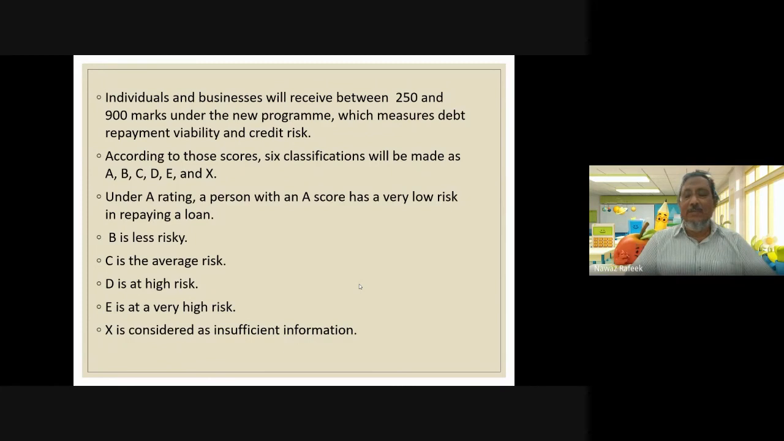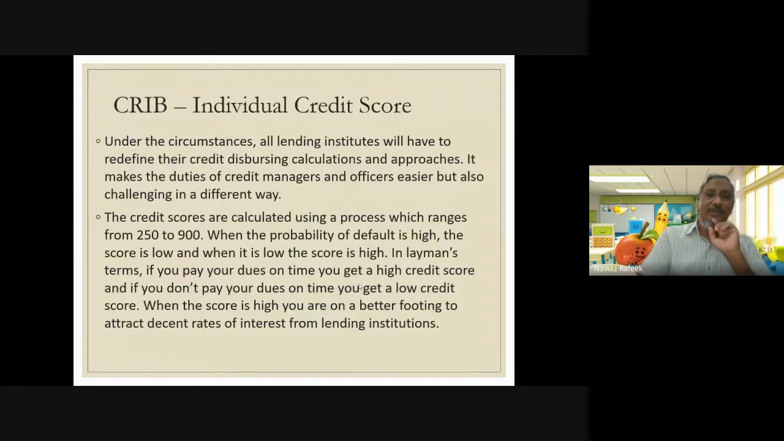Now practically, like a CRIP report for any credit facility, we have to obtain it from the CRIP by giving the NIC number. With the NIC number, you can get this information. Under the circumstances, all lending institutions will have to redefine their credit disbursing calculation and approaches. Now we have to redecide according to the needs of the credit scoring scheme.